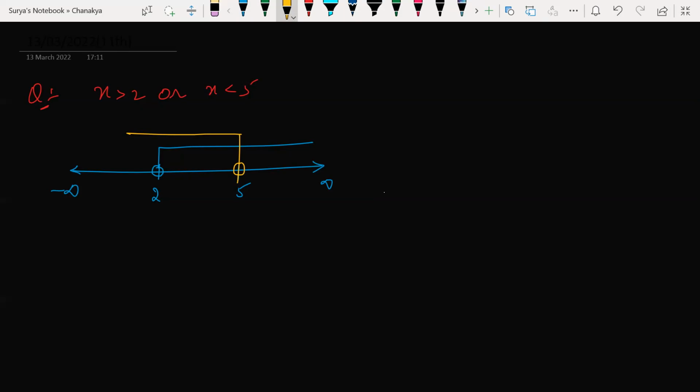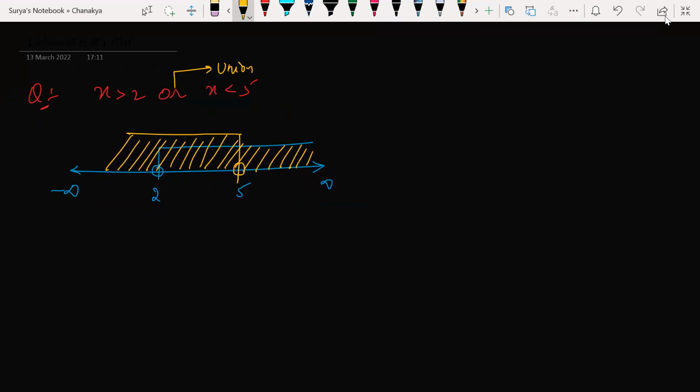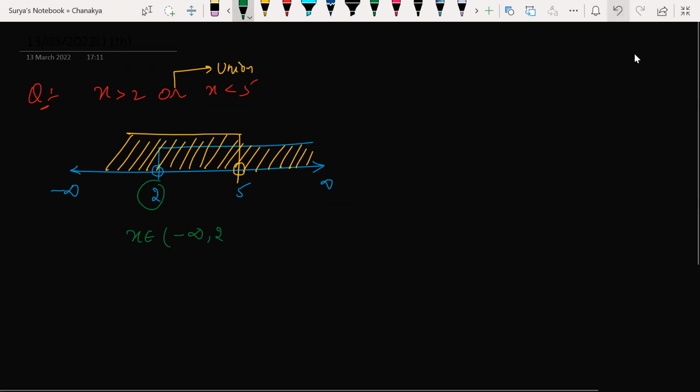So what do I need here? R. R is nothing but union. I need to merge, I need to combine all this. Whatever the area you have here, I need to write everything here. What is the solution going to be? Tell me. X belongs to minus infinity to 2. 2 we are not including, so open bracket. Union.